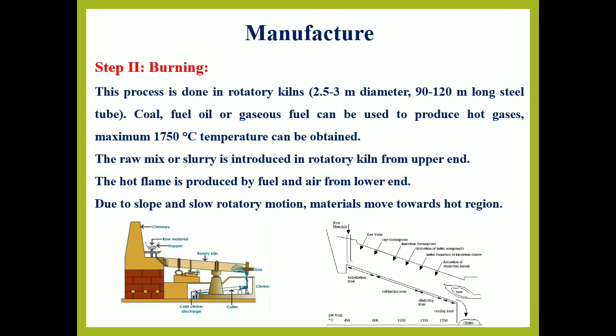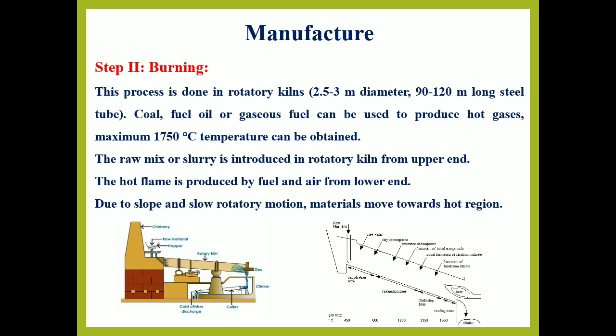After the mixing process, we go for the burning process. This process is done in rotary kilns, which are steel tubes having different diameters and lengths. Here, coal and fuel oil can be used as fuel sources to produce hot gases, which can give a maximum temperature of around 1715 degrees Celsius. The raw mix obtained from the dry process or the slurry obtained from the wet process is introduced into the rotary kiln from the upper end, while the hot flames using the fuel and air are produced from the lower end of the rotary kiln.